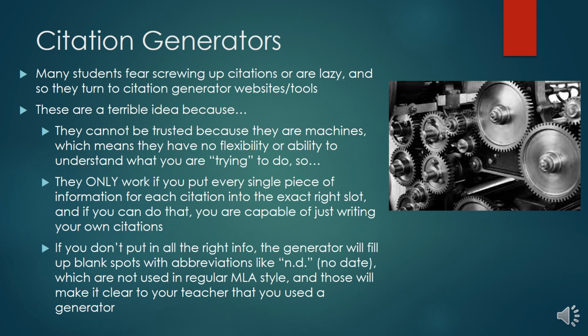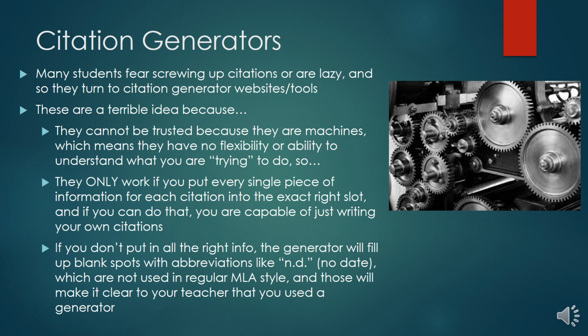The first is that a citation generator cannot be trusted because it's a machine. That's not to say that machines are inherently malignant or anything like that. But because the citation generator is a machine, it has no flexibility and no ability to understand what you're trying to do or what you're trying to say. So citation generators will only work if you put every single piece of information for each citation into the exact right slot in the machine. And if you can do that, you're perfectly capable of just writing your own citations.